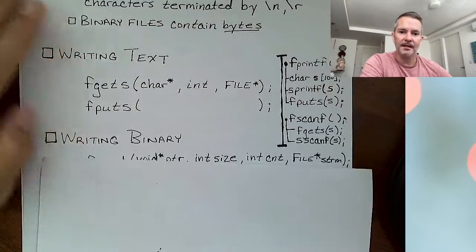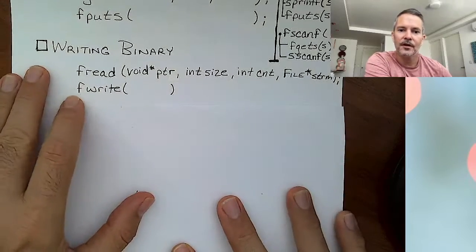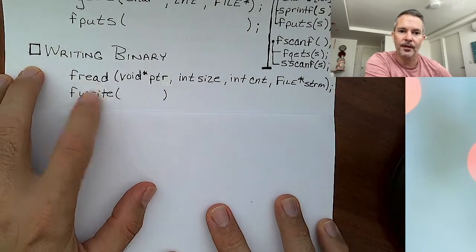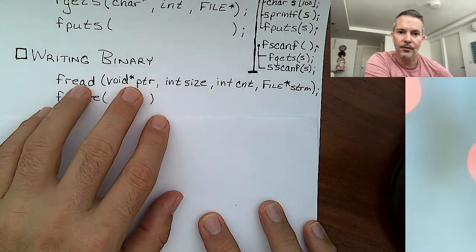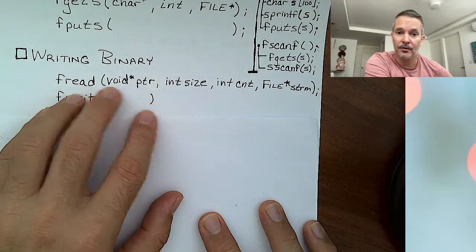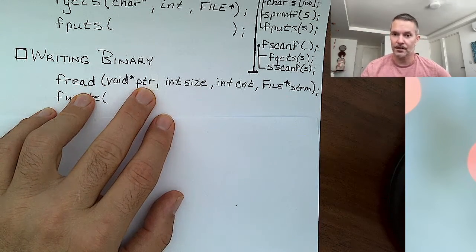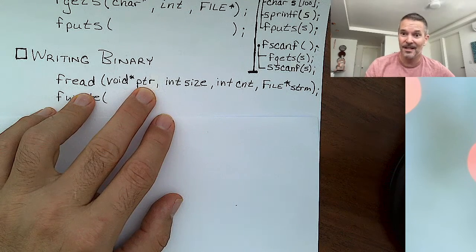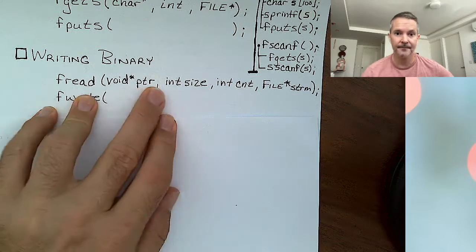So we went through writing text. Now, how do I write binary to a file? The two functions of import are fread and fwrite. And the way they work is, if you want to read binary from a file, you provide a pointer to an area of memory that you've reserved. This could be an array you defined statically or a piece of dynamic memory that you've allocated.